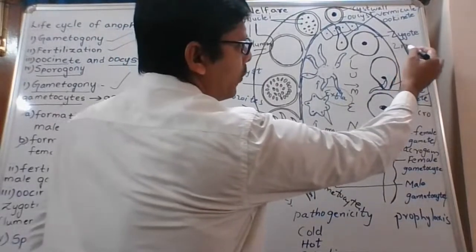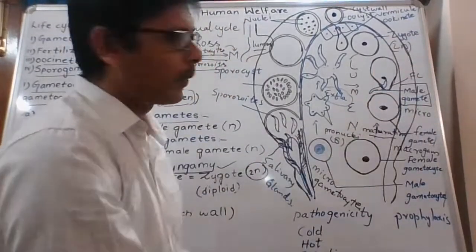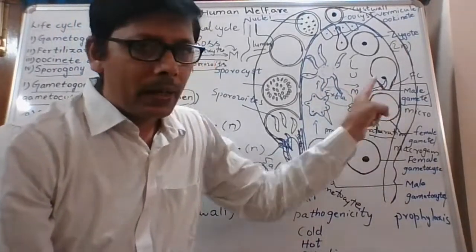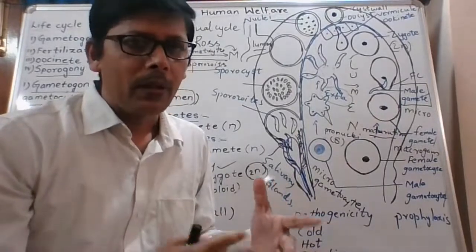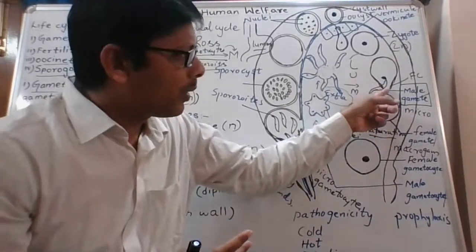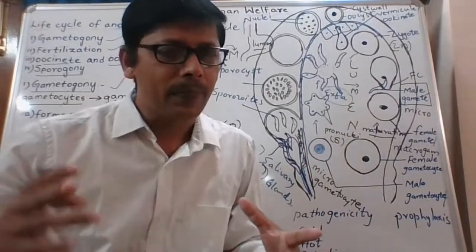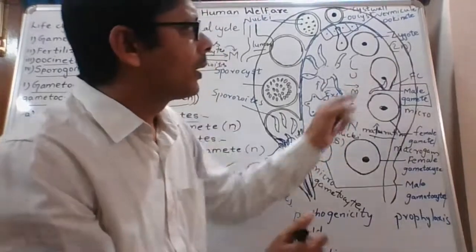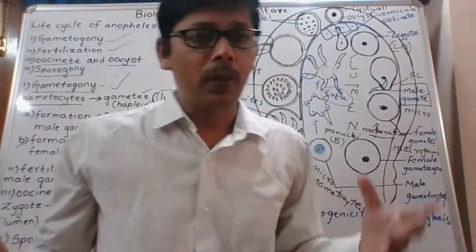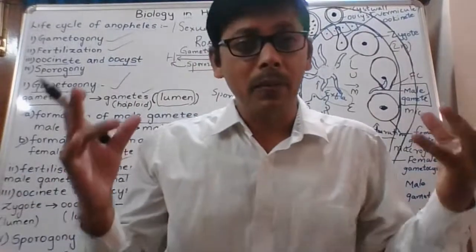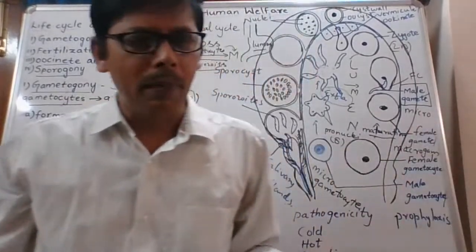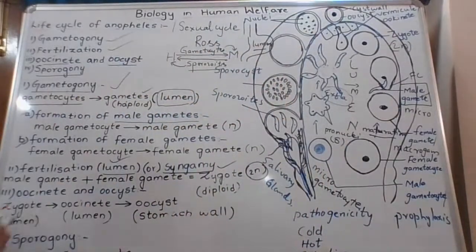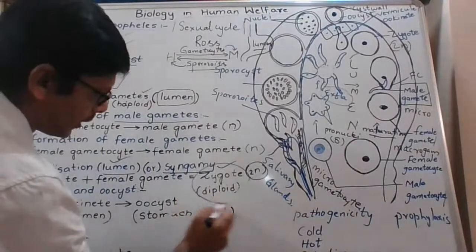This is the zygote, which is 2N. The male gamete moves towards the female gamete, meaning it is motile, reaches the fertilization cone of the female, and enters inside. This is called fertilization. As a result of fertilization, a zygote is formed. The zygote is a female gamete with syncaryon. What do I mean by syncaryon? I will tell you now. The male gamete and female gamete fuse together to form the zygote.